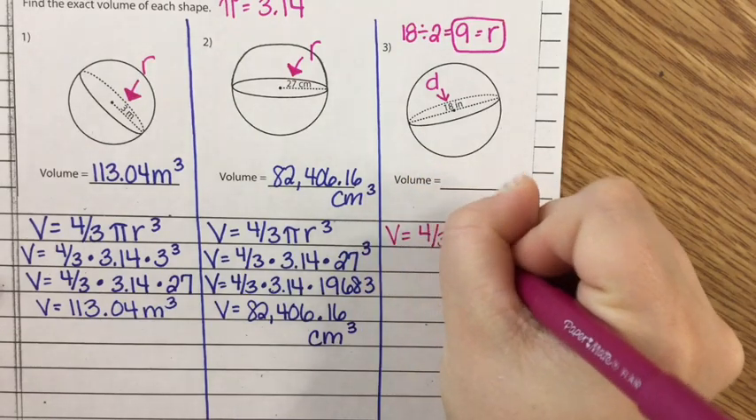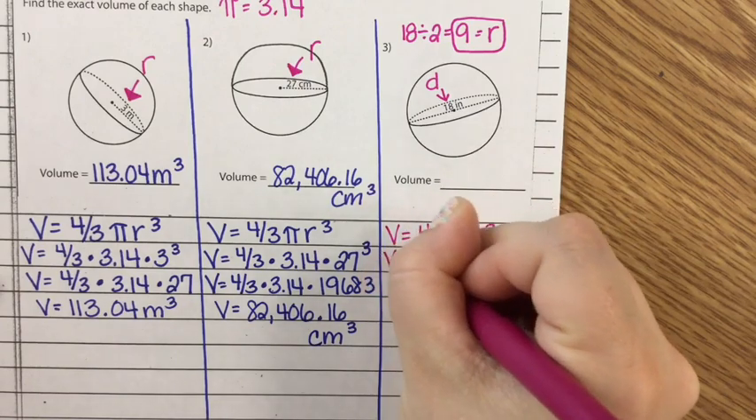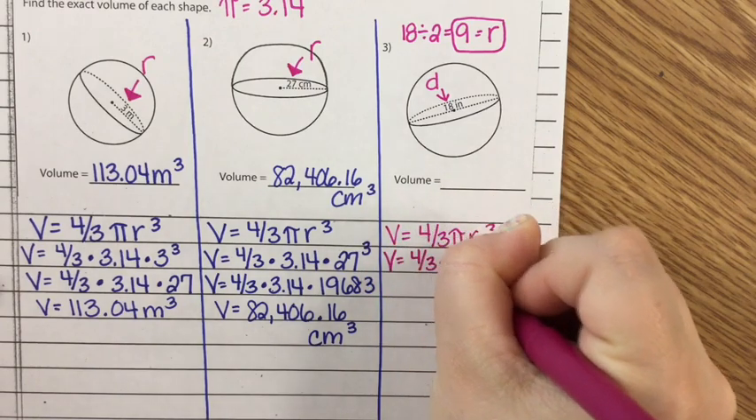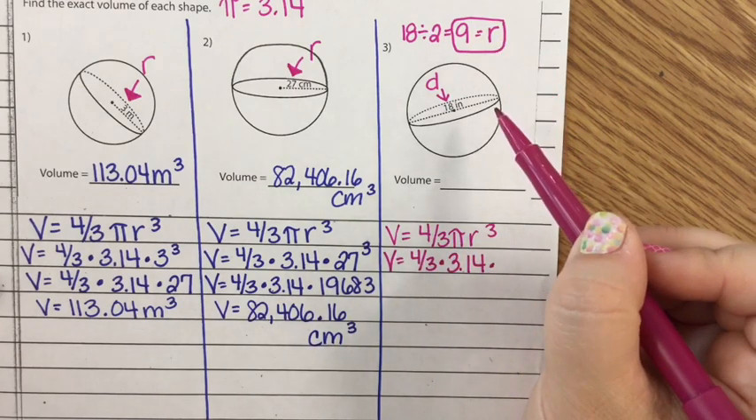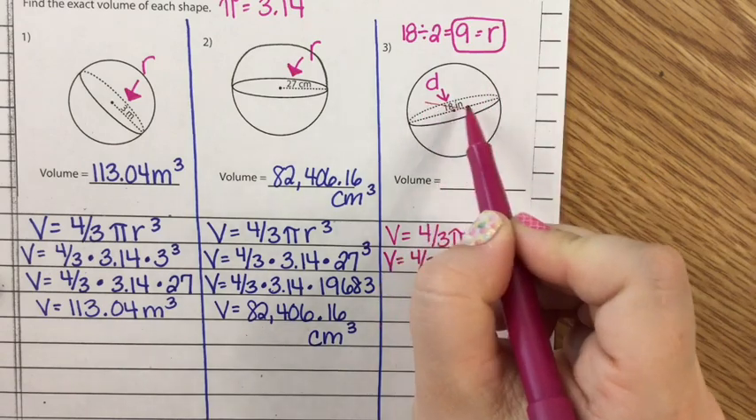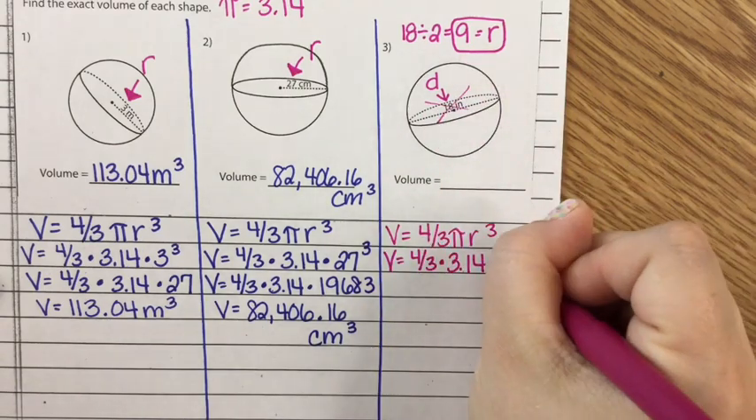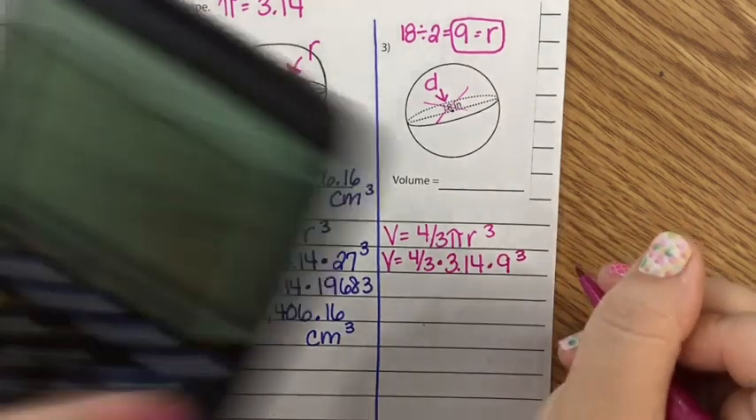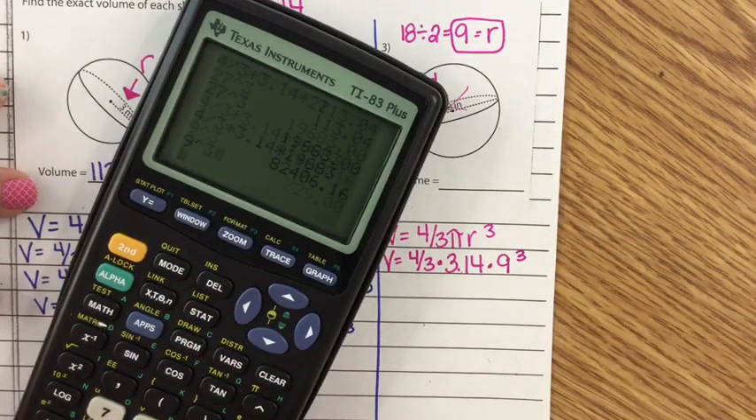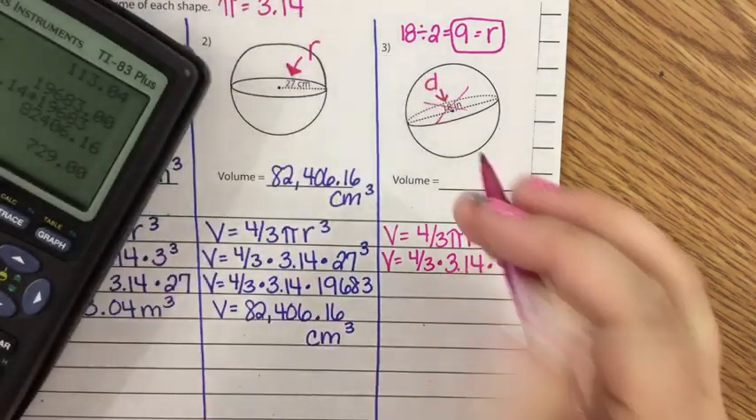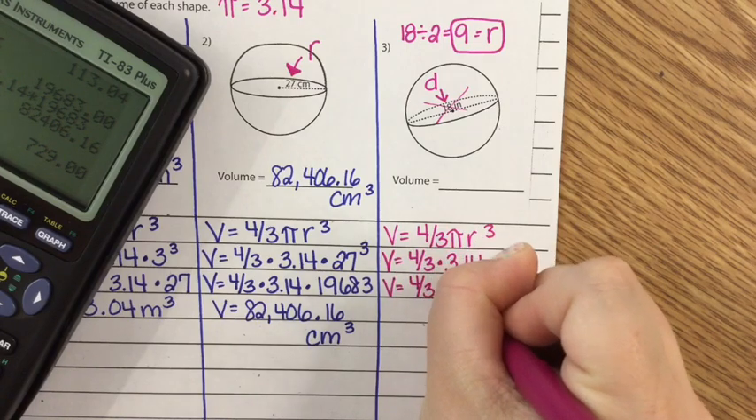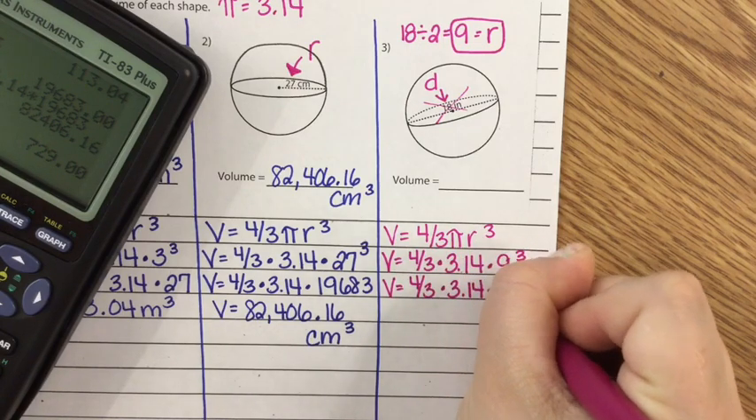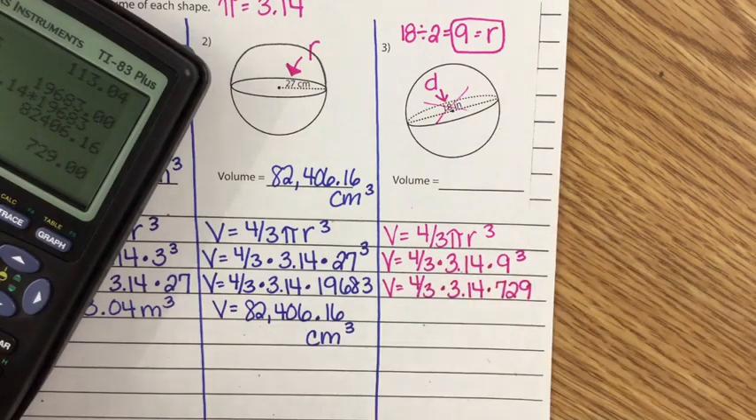Volume equals 4/3 pi r cubed. Volume equals 4/3 times 3.14 times 9. Remember, 9 was our radius, not the 18. 18 was the diameter. We don't want that. We want the radius. 9 cubed. So I'm going to use my calculator to do 9 cubed. And get 729. So now volume equals 4/3 times 3.14 times 729. Okay, 9 cubed is 729.